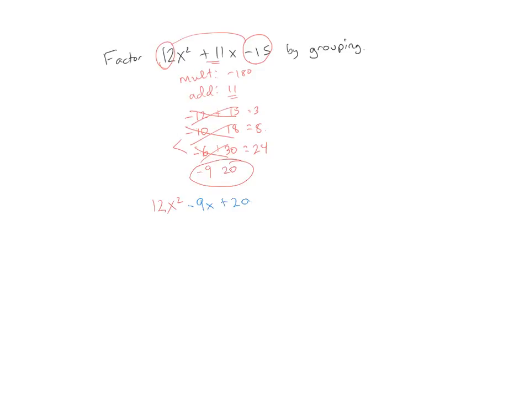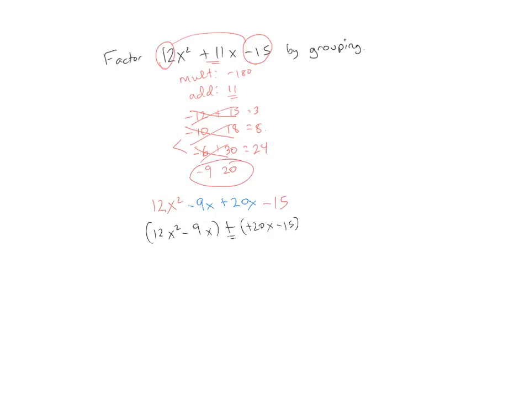So now I can take that middle x term and rewrite it using these two numbers. Now again, it doesn't matter which order you write those in. You can put the 20x first and the negative 9x second. Then I'm going to group the first two terms and group the last two terms, always remembering to put this plus in the middle.